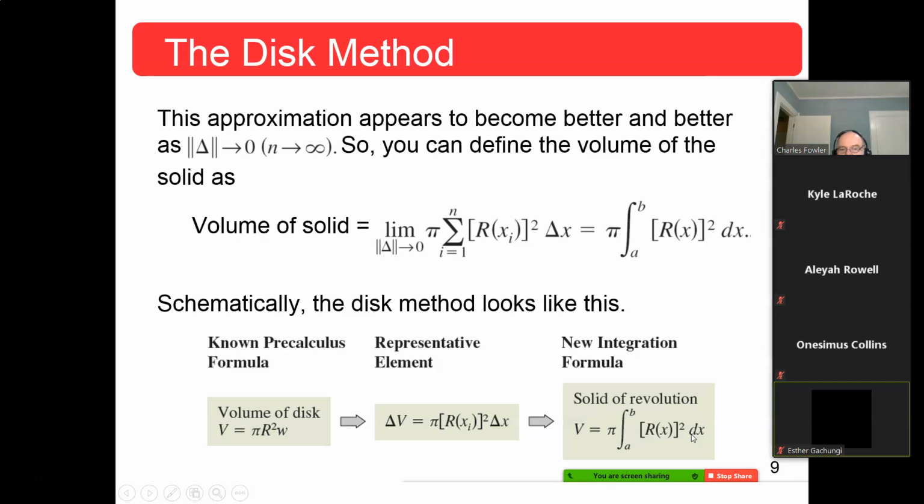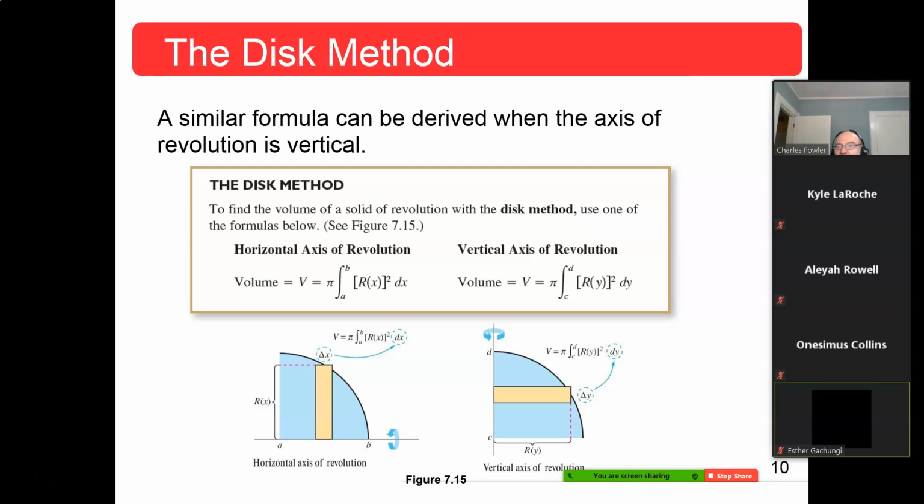There's your integration formula. After a while you'll have it figured out, but for now it may seem fairly new. A similar formula can be derived when the axis of revolution is vertical, and this will be your disk method. To find the volume of a solid of revolution by the disk method, use one of the formulas here.